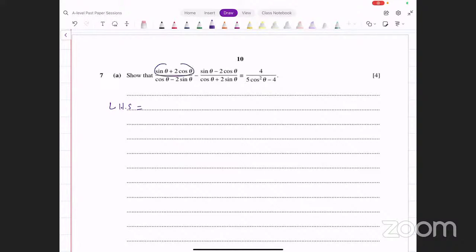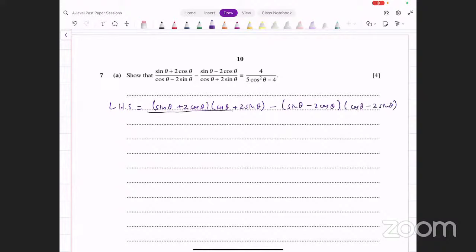We've got sine and cos here, and sine and cos. Square नहीं बन जाएगा, इसको multiply करना पड़ेगा पूरा. Let's do that. Sine theta plus 2 cos theta into cos theta plus 2 sine theta. We've got a negative sign in the middle. Be careful about that. Minus sine theta minus 2 cos theta into cos theta minus 2 sine theta.